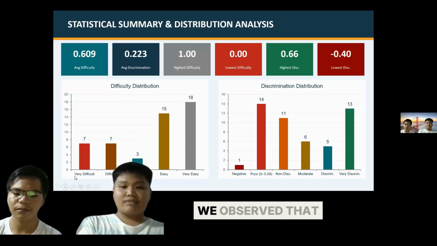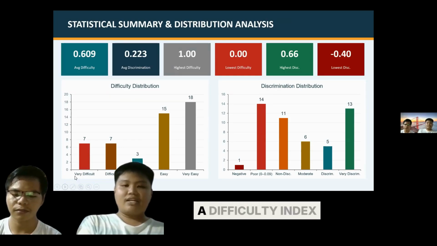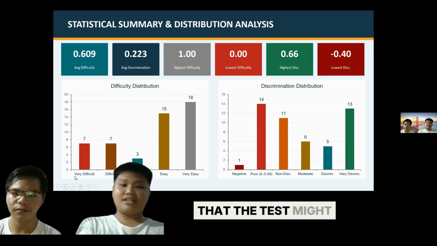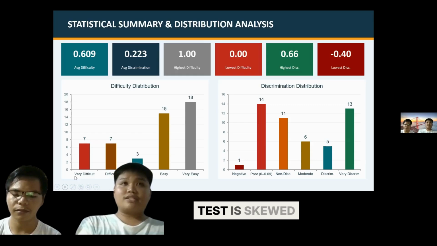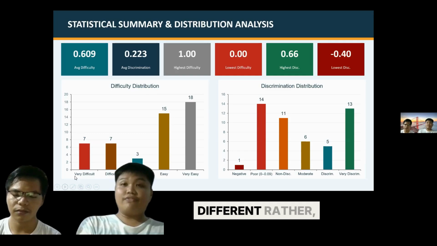From our analysis, we observed that a large portion of the test items were very easy. In fact, many items had a difficulty index above 0.80, which indicates that the test might not be challenging. Now, this suggests that the overall test is skewed towards easier questions, which limits its ability to properly assess different levels of student understanding.